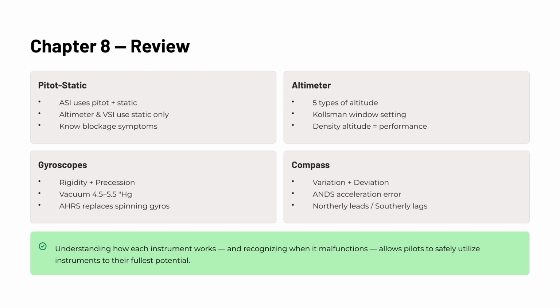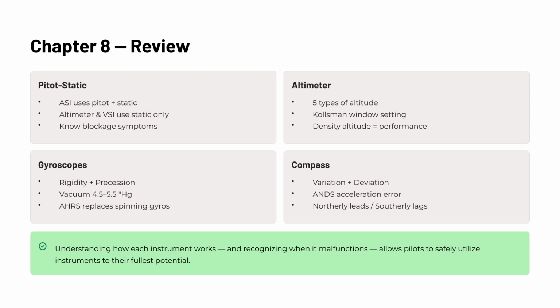Let's take a moment to bring together everything covered in this chapter. The pitot-static system powers three key instruments. The airspeed indicator uses both pitot and static pressure, while the altimeter and vertical speed indicator rely on static pressure alone. Understanding blockage symptoms for each is essential, because a failed or blocked source can give you dangerously misleading information in flight. When it comes to the altimeter, make sure you're comfortable with all 5 types of altitude and know when to use each one.